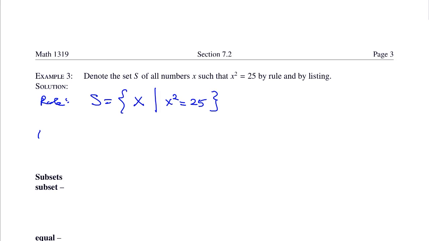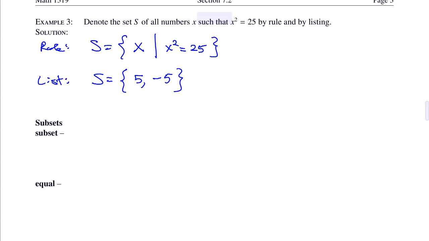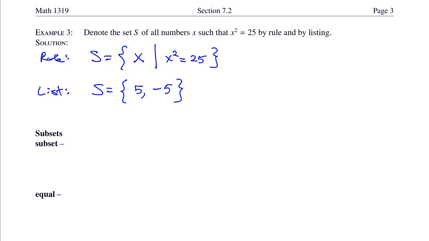All right? And then by listing, what squared is 25? 5 and negative 5. And that's it. Does it matter which one you list them? No. 5, -5. Now, being in a set is not dependent on order. You just got to be in the set. All right, questions over that? So don't overthink this. This says it right here. X such that X squared is 25. That's what you write. Okay? And then the listing, of course, you got to make sure you get all the answers.